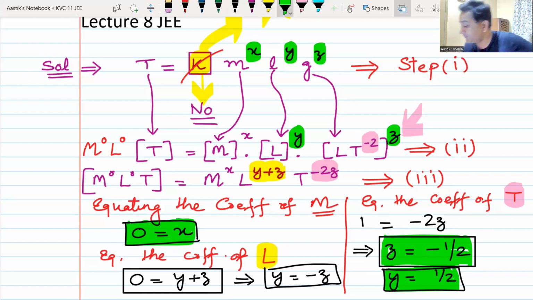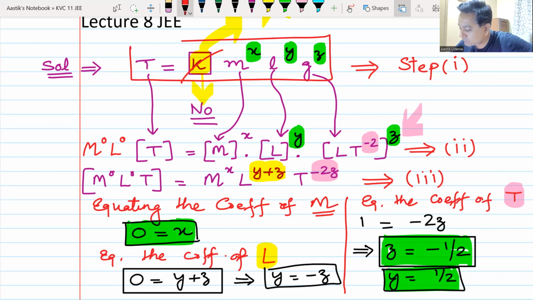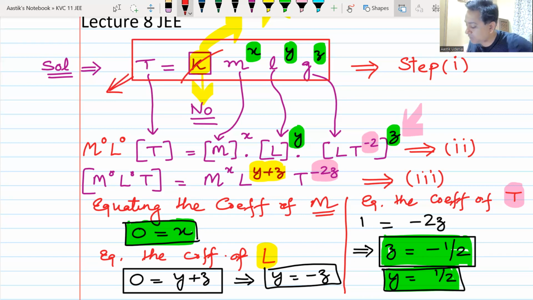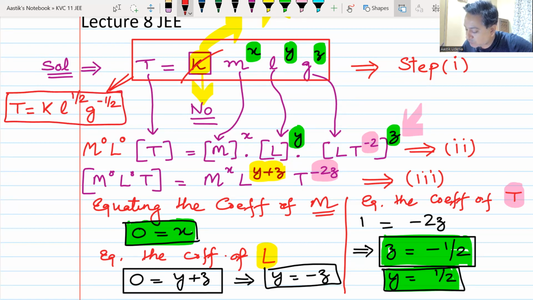And now I can write this entire box like this. T is equal to k, which is a number which I cannot find out. M raised to the power 0, since x is 0, I can neglect. L raised to the power of half, and G raised to the power of minus half. So the above equation now starts to look like this.